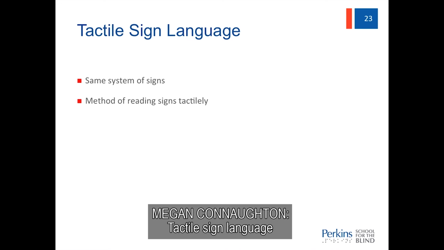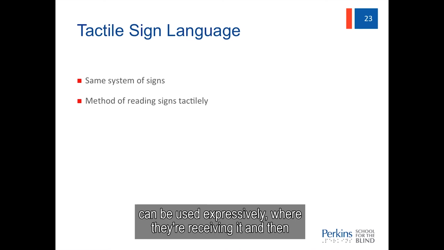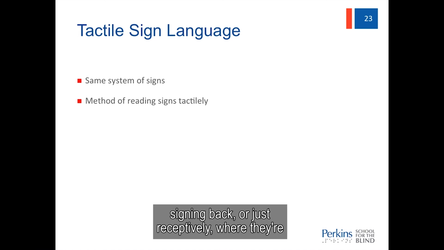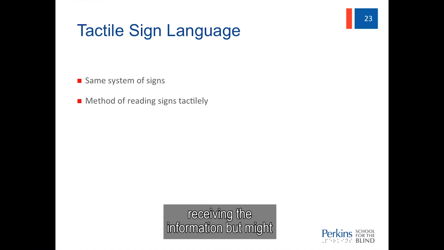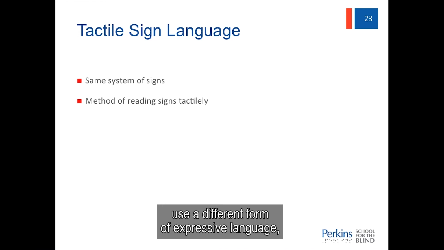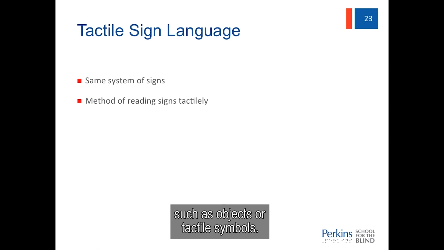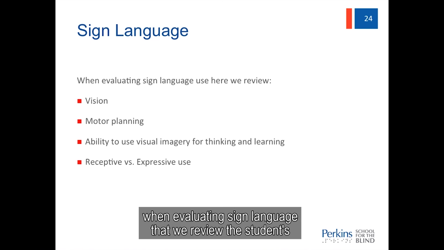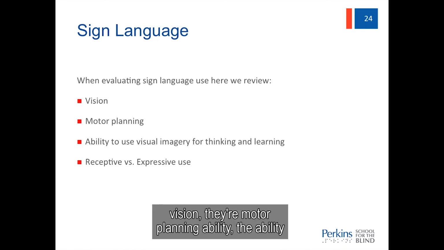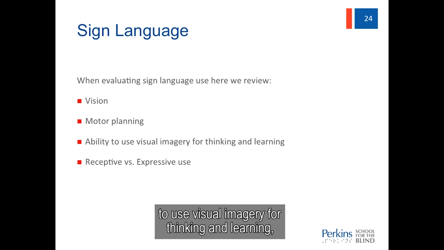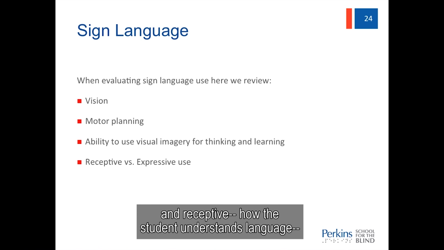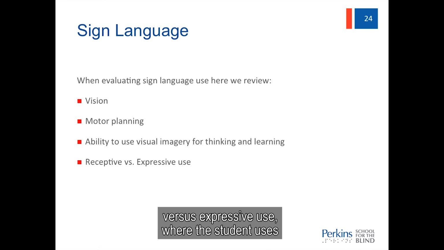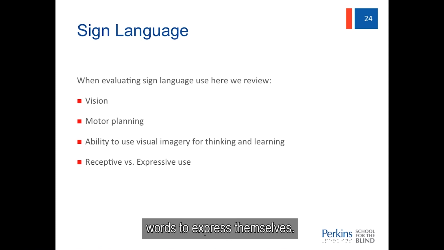And tactile sign language can be used expressively, where they're receiving it and then signing back, or just receptively, where they're receiving the information but might use a different form of expressive language, such as objects or tactile symbols. It's always so important when evaluating sign language that we review the student's vision, their motor planning ability, the ability to use visual imagery for thinking and learning, and receptive, how the student understands language, versus expressive use, where the student uses words to express themselves.